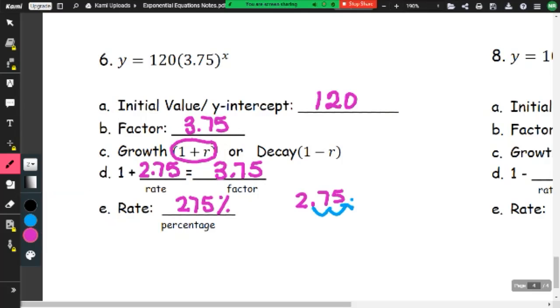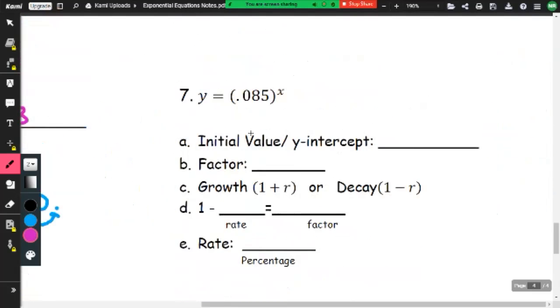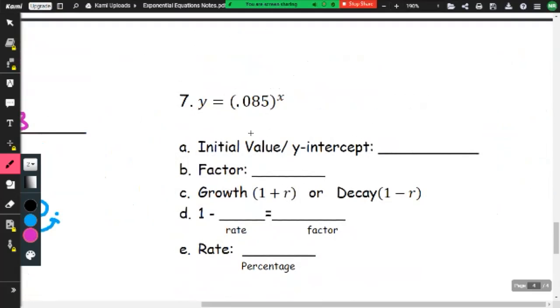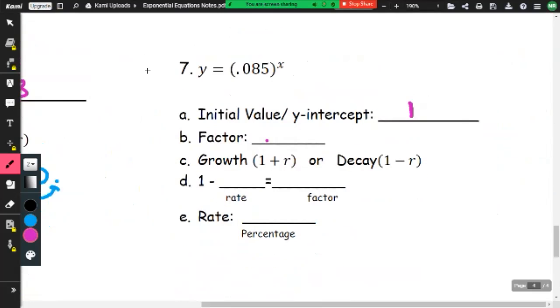Ready? All right, number 7. Where do we start? 1. My starting point, my initial value, my y-intercept is 1. What are we multiplying? 0.085. Very important that you notice it's 0.085. Exponential growth or decay? Decay, it's less than 1.